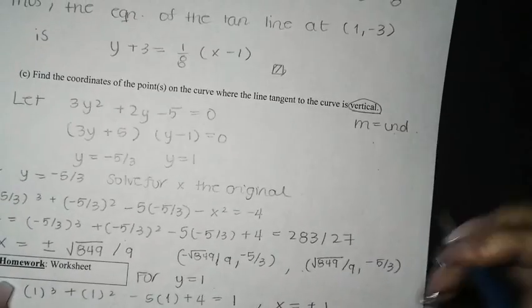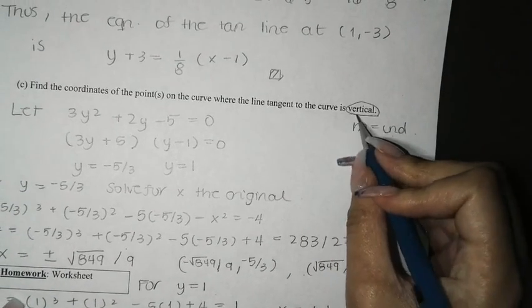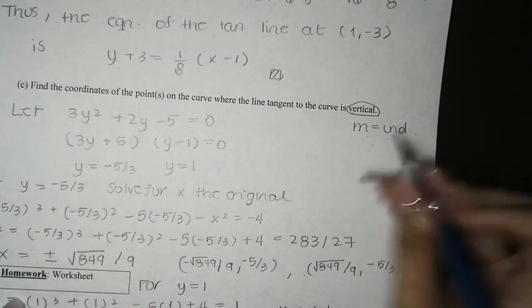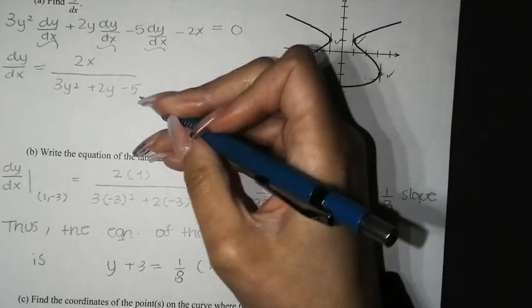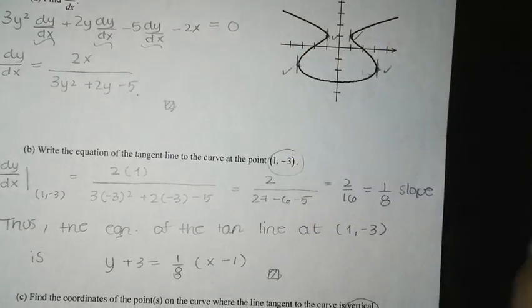So remember, if they tell you that the tangent line to the curve is vertical, your slope is undefined, so you need to make sure that your denominator is equal to 0.